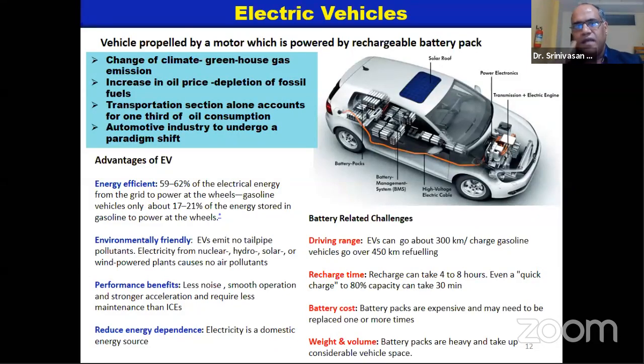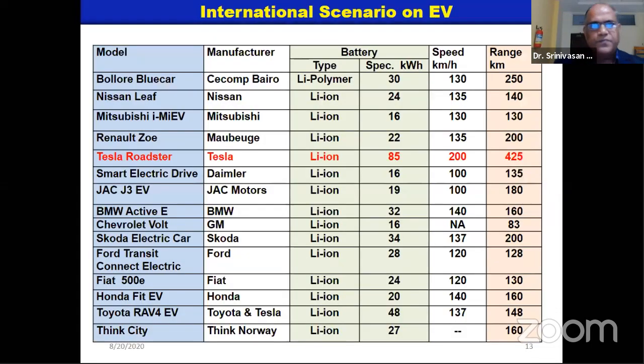So if you have an indigenous battery, some companies are fabricating the battery in India, then you can bring down the cost. That's where the indigenous development is very important. Then there is weight and volume. The weight is nearly 500 kg to 1 ton. So again there, you have to play with the material chemistry to bring down the weight and volume. These are all the challenges in electric vehicles.